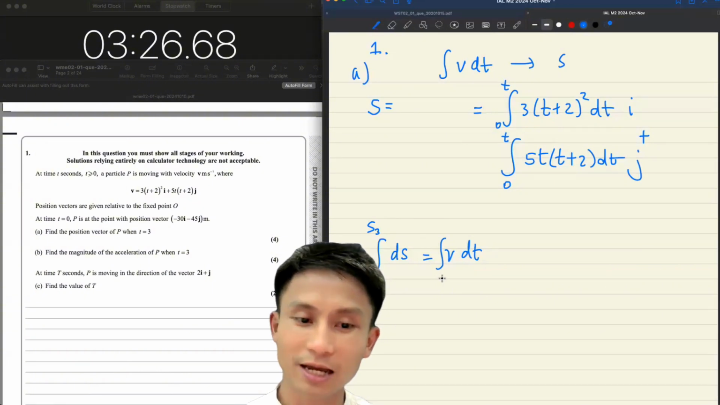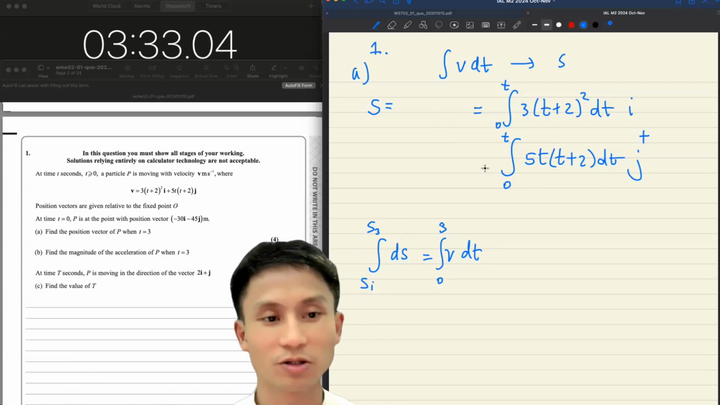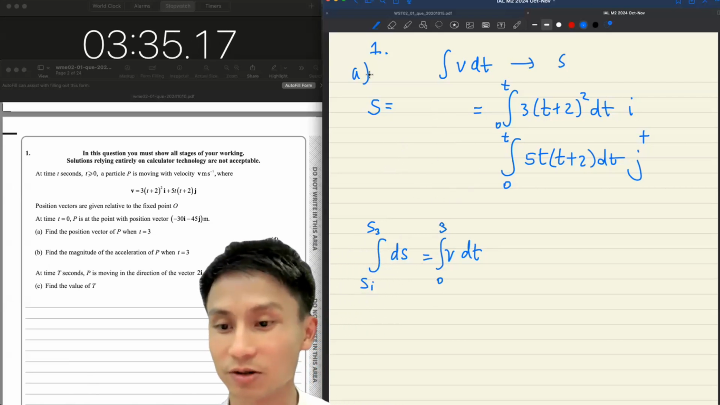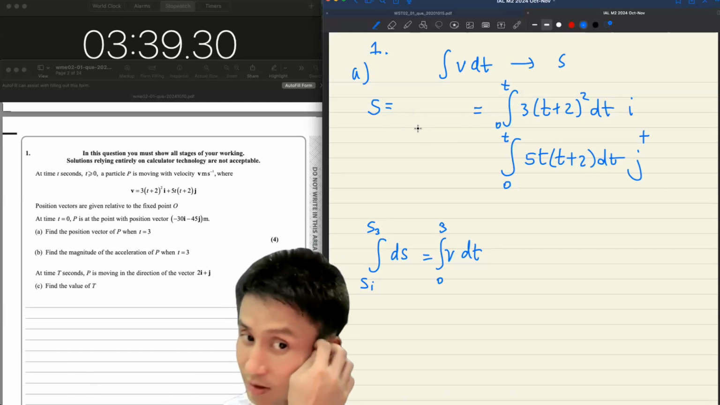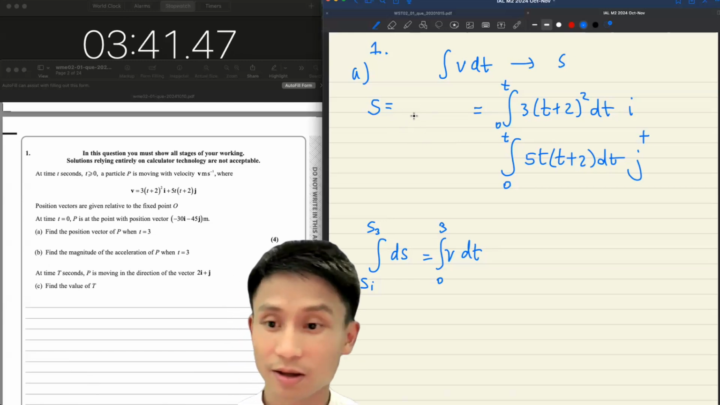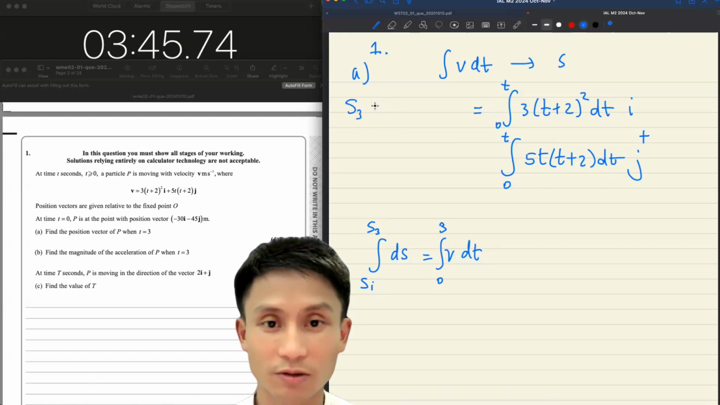And this is starting at t equals 0 and then t equals 3 here. So you see, we can already put the bounds correspondingly, and this is going to give us the answer already, right? So let's do that. So we have S3 being what we want, right? So I'm going to put S3 here.